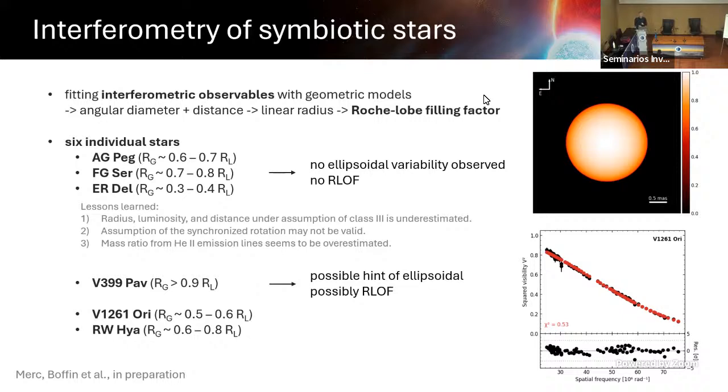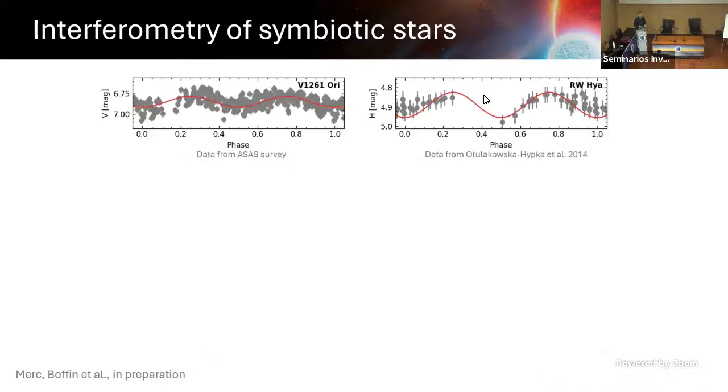These two are the troublemakers, because you see that the Roche lobe filling factors are pretty low, like half of the Roche lobe. So we would not expect to see ellipsoidal variability. But what we see is actually ellipsoidal variability. But from interferometry, we cannot retrieve Roche lobe filling factors big enough to explain the ellipsoidal variability.